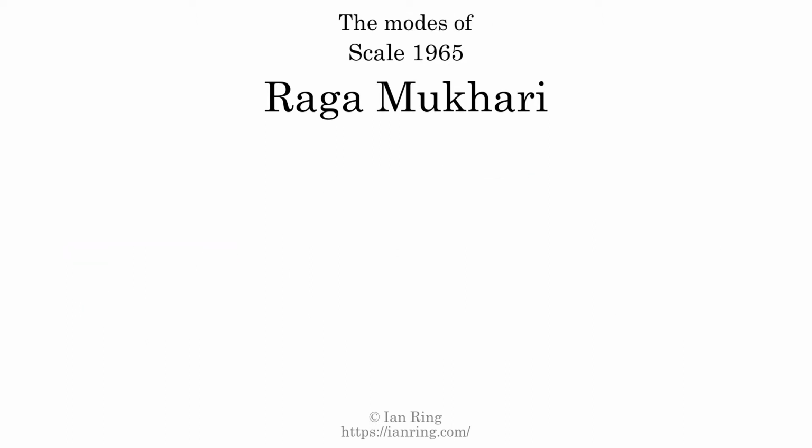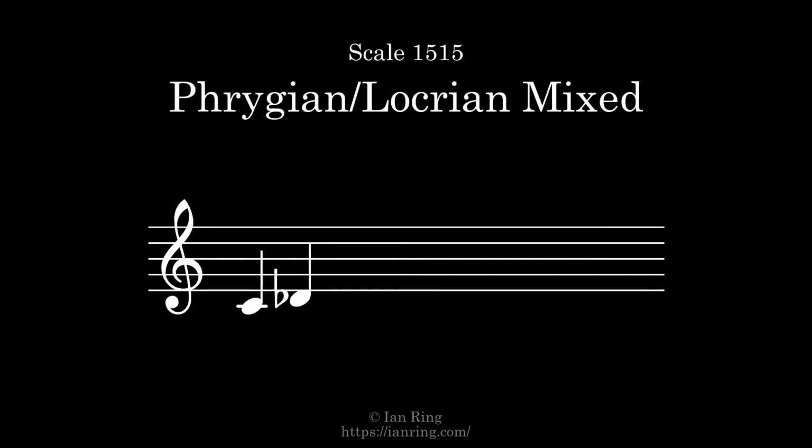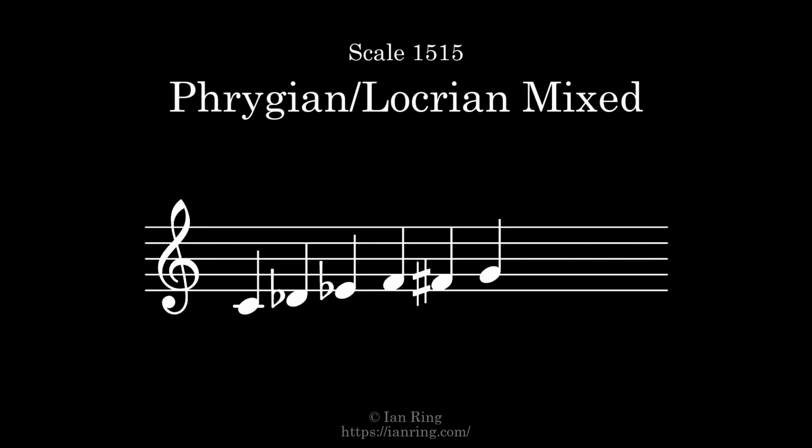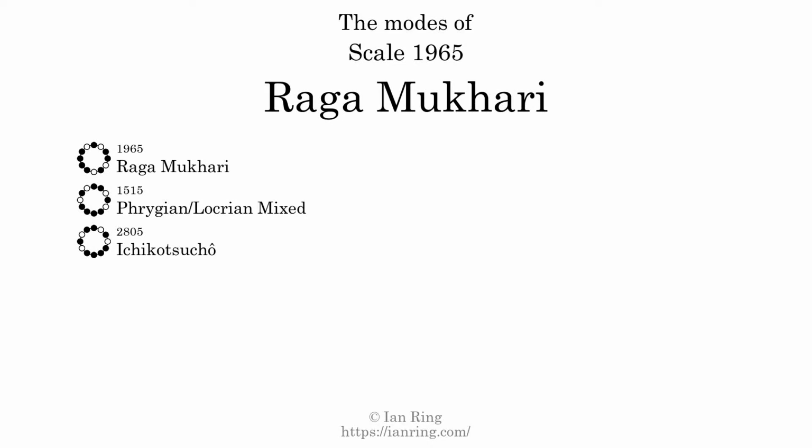This scale has 8 modes. The first mode is itself. The second mode is scale 1515, also known as Phrygian-Locrian mixed. It sounds like this. The third mode is scale 2805, also known as a Chicotsature. It sounds like this.